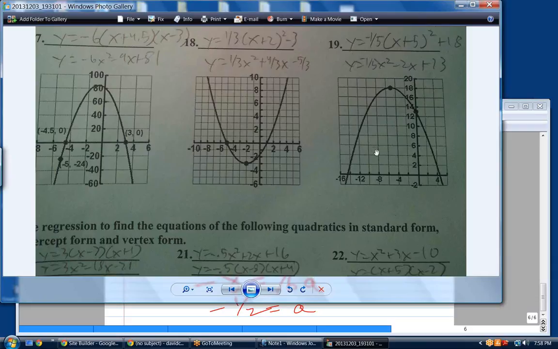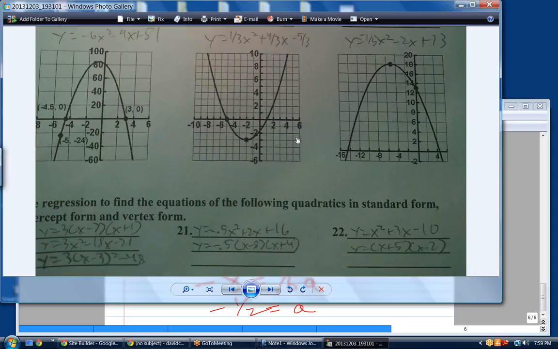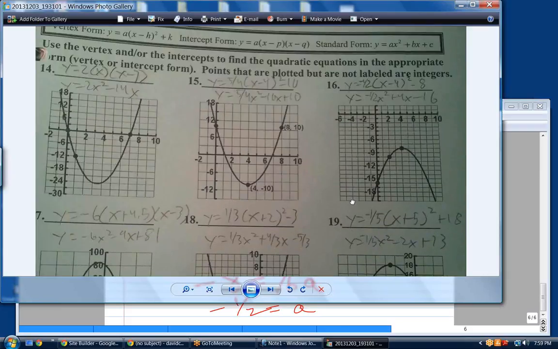So 19, the vertex would be negative 5, 18. Yep. Okay. So that makes it x plus 5. And then the point. And then that bottom section we don't have to do. That's not on the test. Oh, okay. All right.